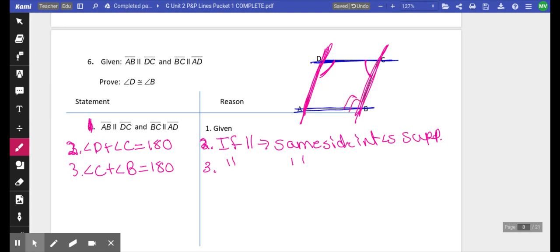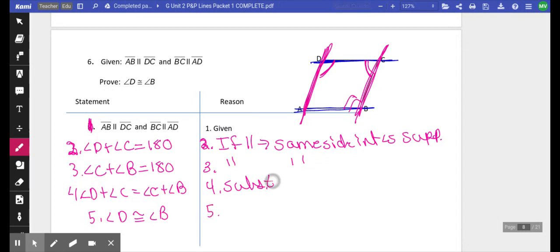And then I can do a little bit of substitution and set them equal to each other. So I'm going to say D plus C equals C plus B, because they both equal 180. And then I can subtract C from both sides, and I get D is congruent to B. So this is substitution, and then I subtracted. Just like when you're solving an equation, you can subtract 6 from both sides. I can subtract an angle from both sides.